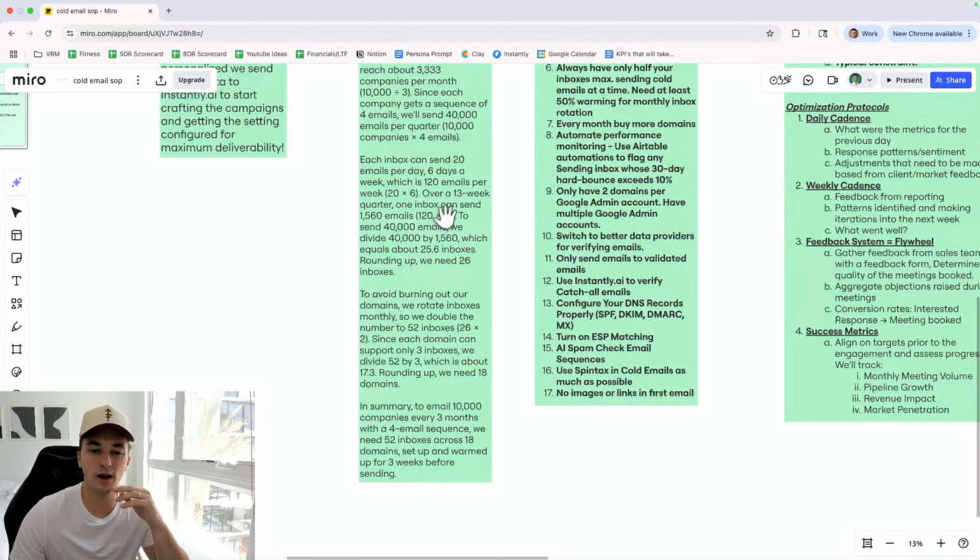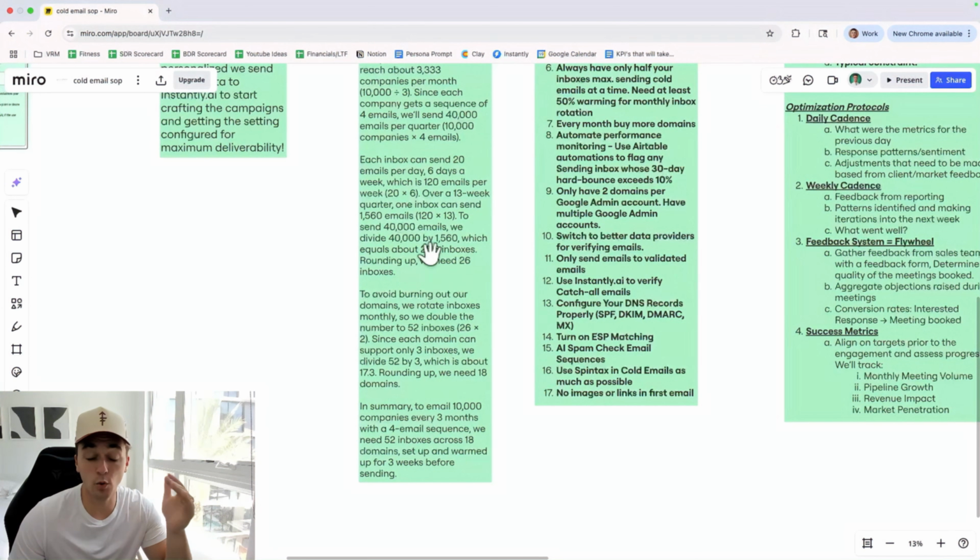If you go over that, you'll kind of burn them. And we send emails 6 days per week, which means each inbox is going to send 120 emails per week. So over a 13-week period, one inbox can only send 1,560 emails. 13 weeks is a quarter. Okay. So one inbox can send 1,560 emails.